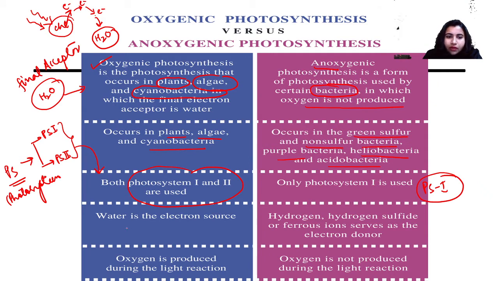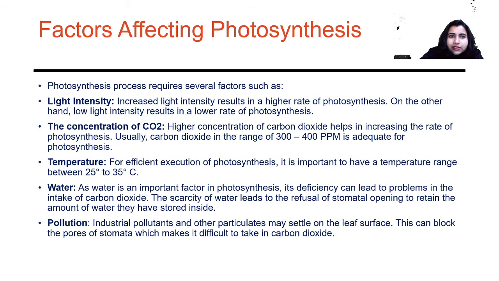Clear? In oxygenic photosynthesis, water is the electron source. Here, in anoxygenic, hydrogen sulfide or ferrous ion serve as the electron donor. Oxygen is produced in the light reaction in oxygenic photosynthesis. Oxygen is not produced in the light reaction in anoxygenic photosynthesis.